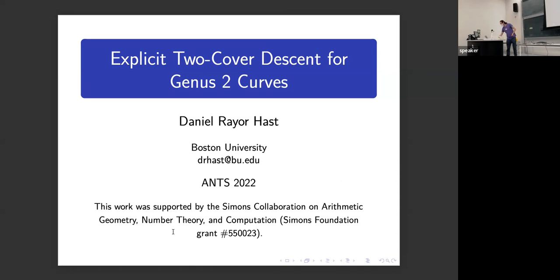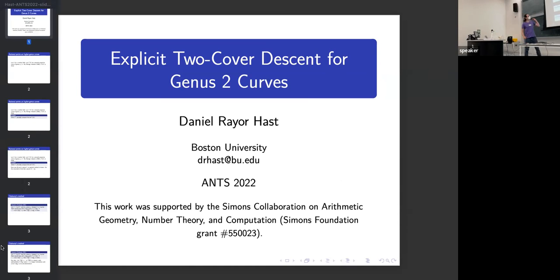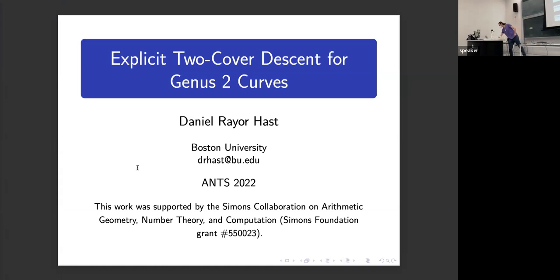Oh, okay, good. Yeah, so dealing with some computational experiments in two-cover descent for genus 2 curves, in particular genus 2 quintics. So genus 2 curves with a rational Weierstrass point.